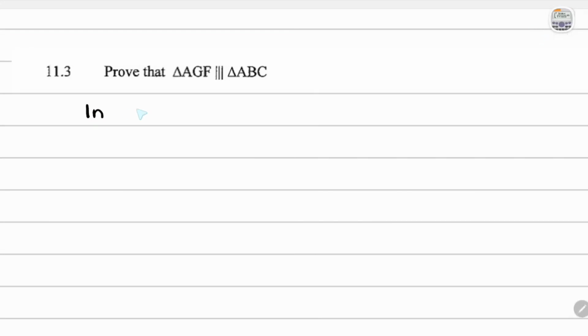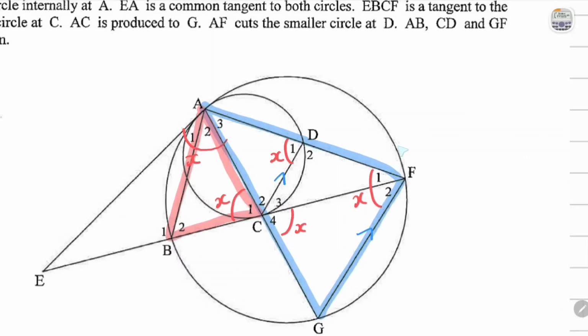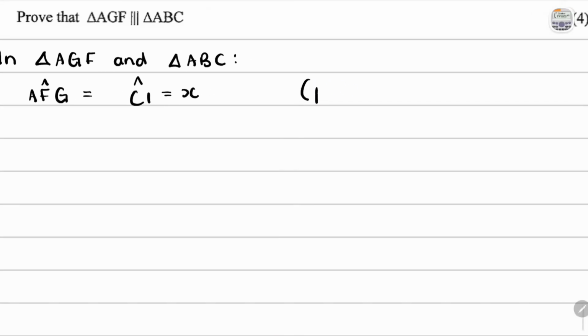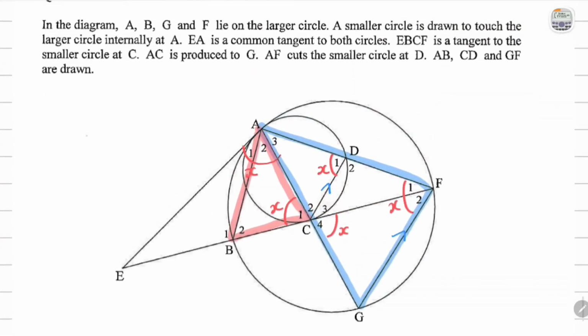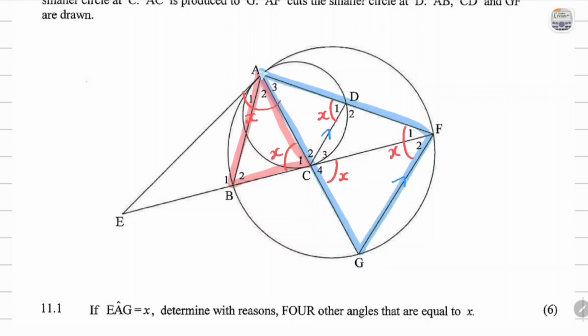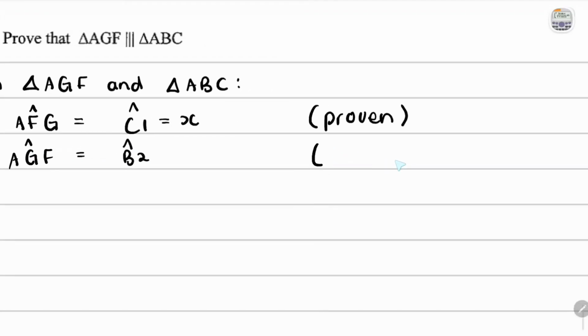So let's introduce our triangles first and then get on with proving it. So in triangle AGF and triangle ABC, and we're going to state everything that is equal. So we first know that angle C1 and angle AFG are already equal since they're both equal to X. And let's state that. And this has already been proven. So we can just tell them it's been proven. And then what else? We had these two angles being equal. This is equal to this because of the angles in the same segments are equal. So let's go ahead and tell them that, and I'm going to name the bigger one first. So AGF is equal to angle B2. And that is because of angles in the same segment.